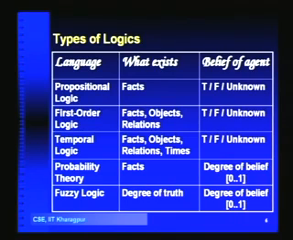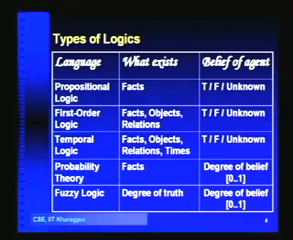In first order logic there can be facts, objects and relations. Again we have true, false or unknown. In temporal logic we have the notion of time. So, in addition to what we have in first order logic, we will have a special attribute called time. Again we will have true, false or unknown.